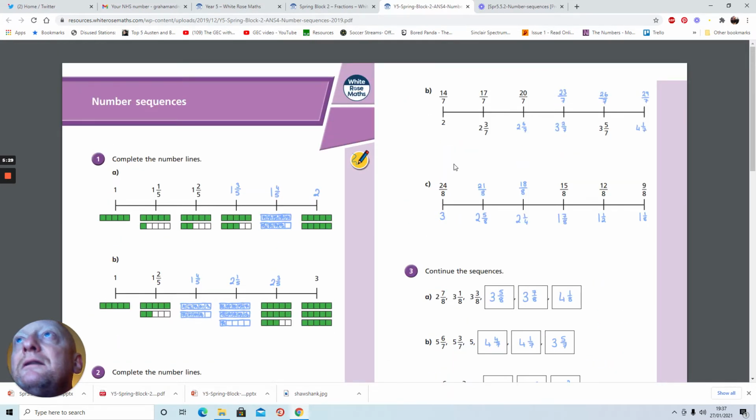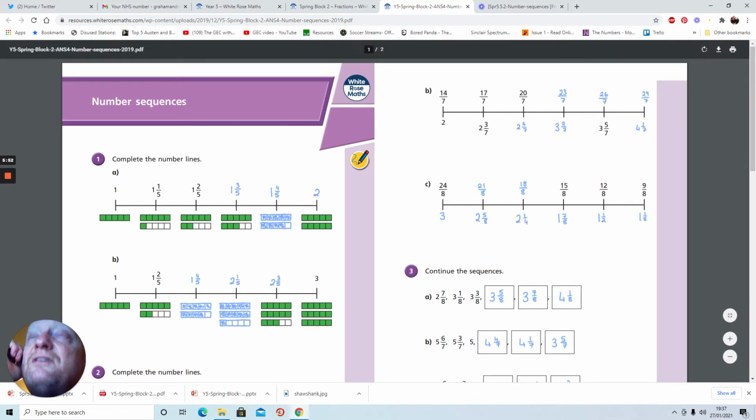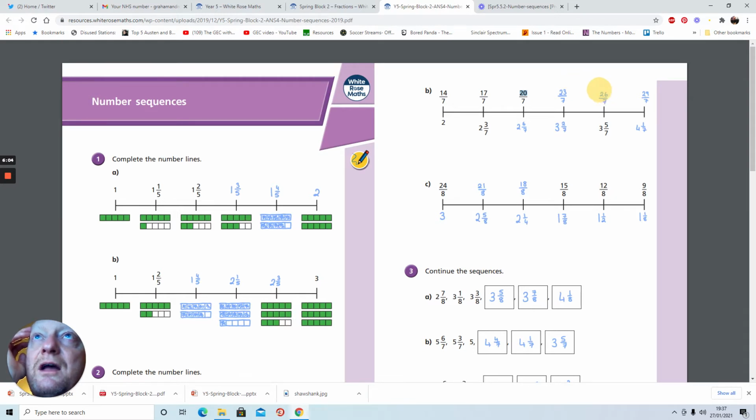Same again up here. This time it's a little bit different because the sequence is different. So again I would start with these fractions at the top. So we've got 14 sevenths, 17 sevenths, 20 sevenths. What jumps are they making? We can count on 14, 15, 16, 17, 18, 19, 20. It's 3 each time. So from 20 sevenths, we would add 3, it would be 23 sevenths. Then we can add it again to 26 sevenths. And then we add again to 29 sevenths. Okay, so we know that is the sequence at the top.